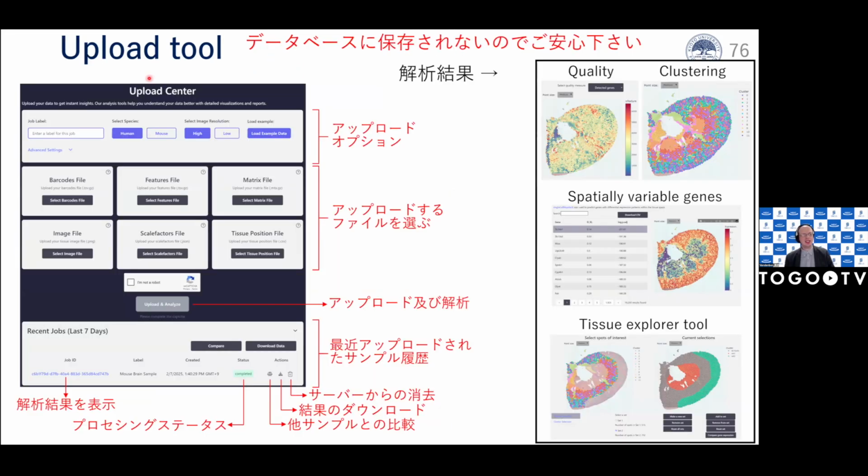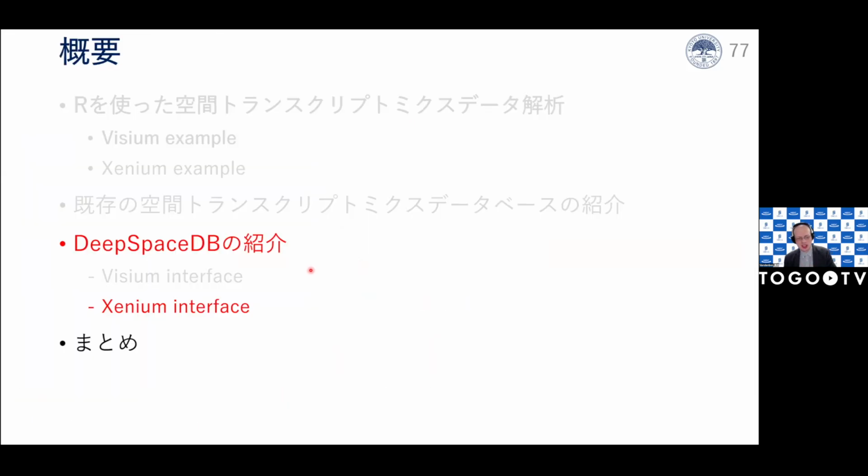Then finally, there's also the upload tool. So you can upload your own Visium sample and then process it. And after some time, you can see it in the same interface as I showed for the public data. But I should say, if you upload your sample, it does not mean it will become public to everyone. And also, it does not get added to the database. So please don't worry about that. You can remove it anytime, actually. And also, if you don't remove it after 1 week, it will be removed automatically. Okay, that's about the Visium interface.